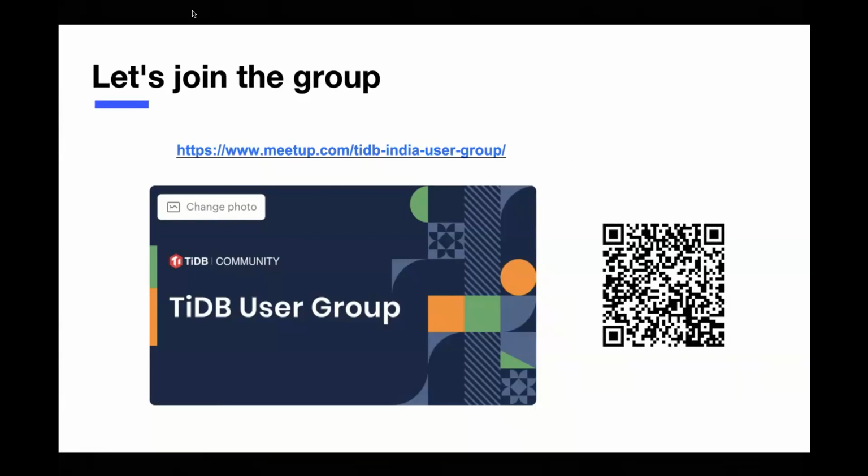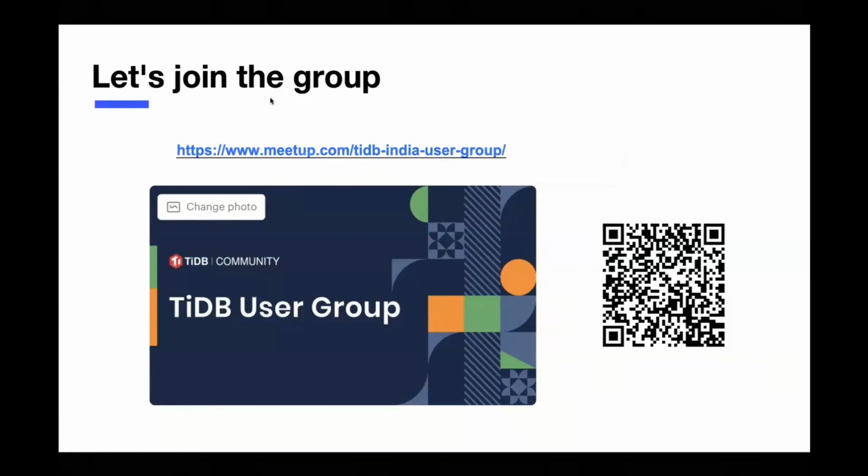Okay, thank you. Next question. Do we need to set up TiFlash separately, or is it part of TiDB itself? Yes, thanks for the question, Aslam. So TiFlash is part of the TiDB setup.